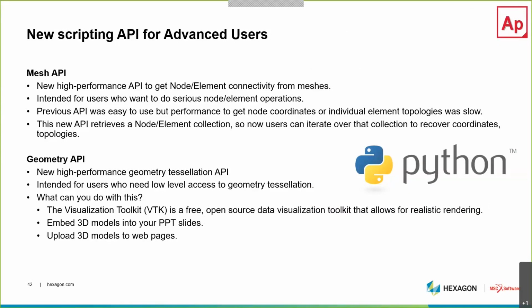The meshing API has the ability to pull things like node and element connectivity from meshes, and you can query some things. The previous API was still easy to use, but the performance to get this information was just too slow, and it hindered our power users from doing this very rapidly. So node and element collections and API retrieval are much faster. Also, on the geometry side of the house, we now have the ability to do high performance geometry tessellation.